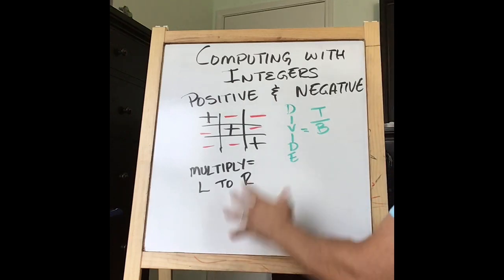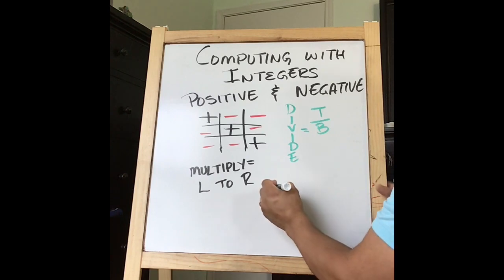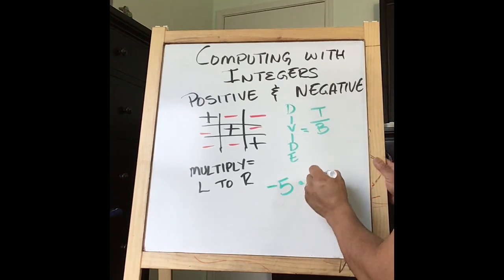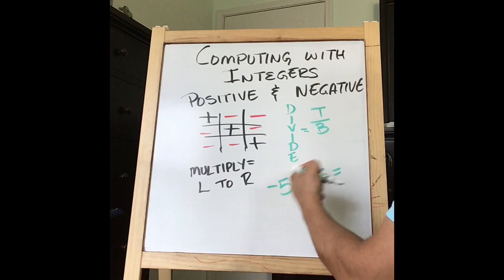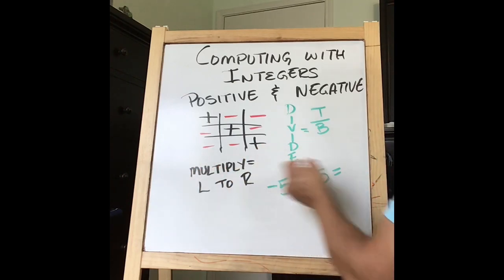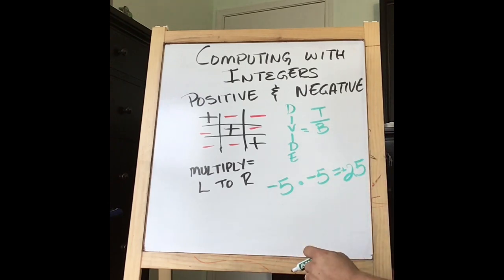So let's look at some examples. I'm going to leave this here so you can see it. If I had the number negative 5 times negative 5, I'm going to look at my chart and I'm going to multiply, so that means I'm going from left to right. Negative times a negative, my answer is going to be positive, so my answer is positive 25.